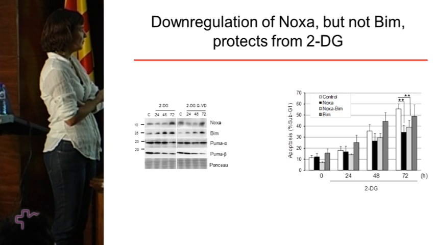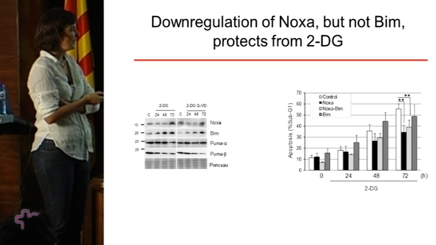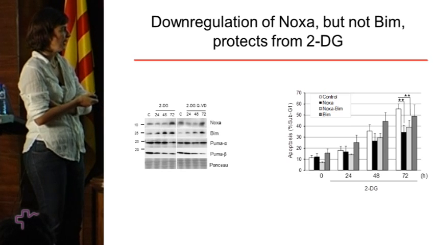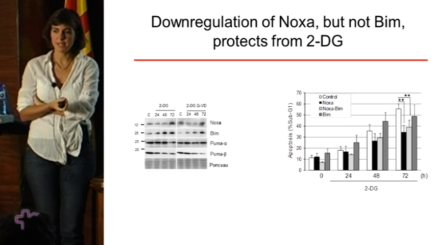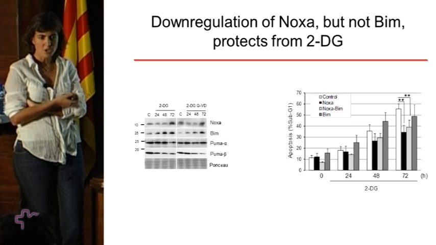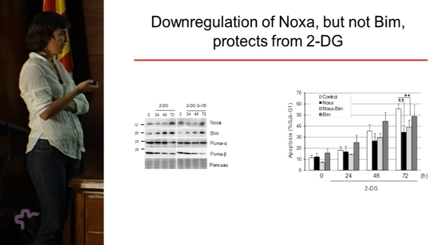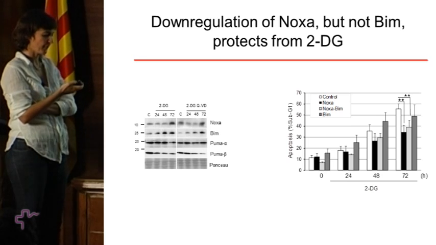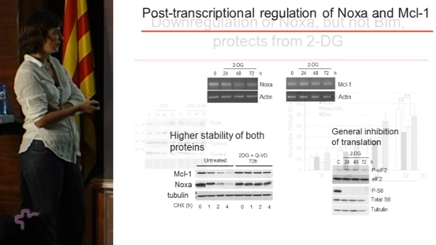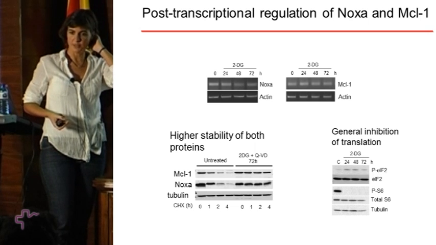So we knock down both NOXA and BIM, or both combined, and downregulation of NOXA protects from cell death, downregulation of BIM doesn't, and in short time points it even sensitizes. And downregulation of NOXA and BIM combined doesn't do more than just downregulating NOXA. So NOXA is the BH3-only protein that is critical for cell death induced by antiglycolytics. Trying to understand the regulation of NOXA and MCL1, why is NOXA going up, MCL1 is going down.